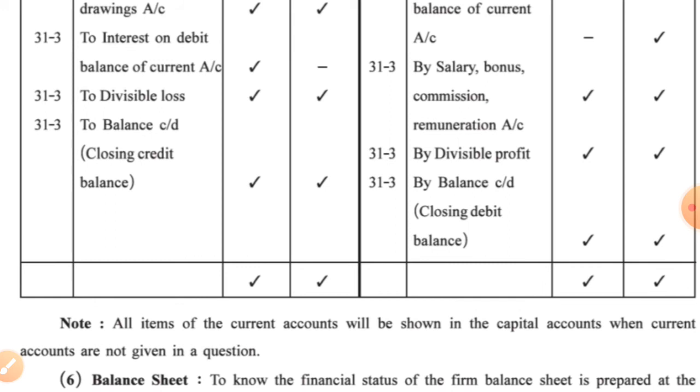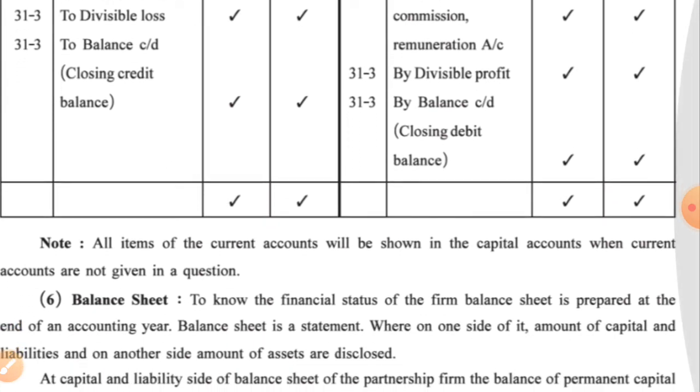The note is very important over here. All items of current account will be shown in the capital account when current accounts are not given in a question. I have already told that a current account is to be prepared only if the balance of the current account is given to you in the question for the partners. If there is no entry related to the current account, then all the entries related to partners will be given in the capital account only.